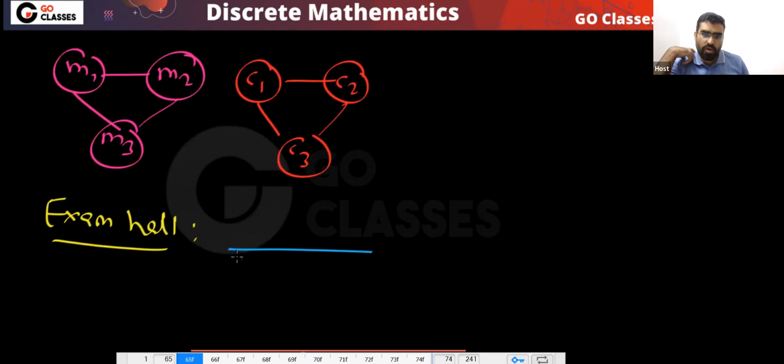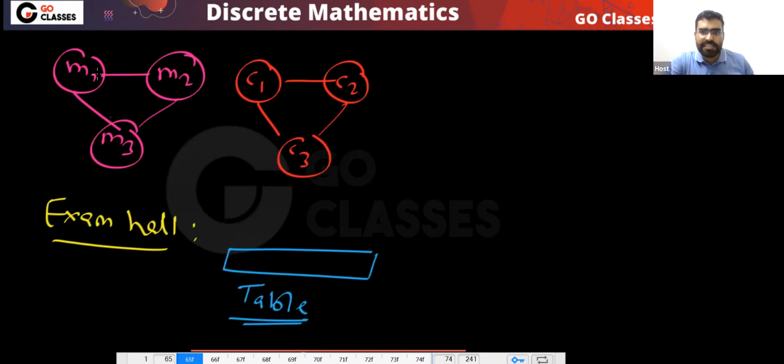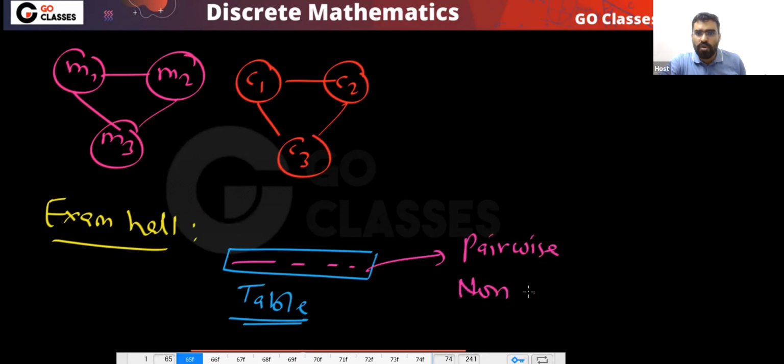on one table, let's assume this is a table, adjacent people are not there. Yes or no? They will make sure that on one table, adjacent people are not there. Means on one table, what should you have? Pairwise non-adjacent. So something like this. Pairwise non-adjacent people.